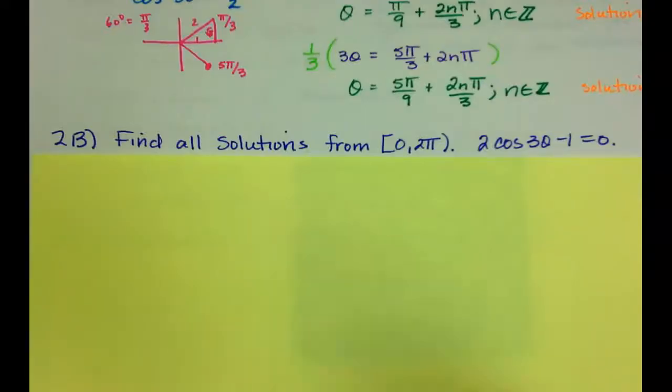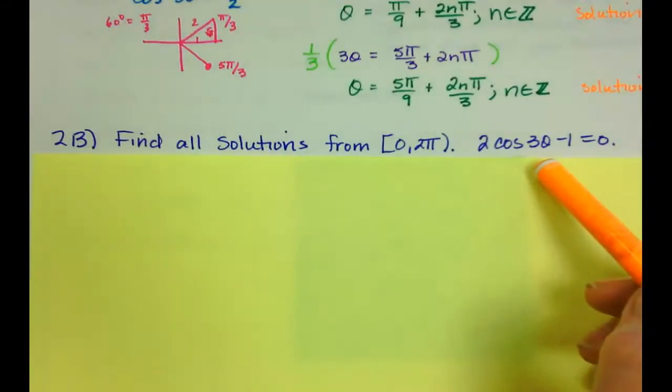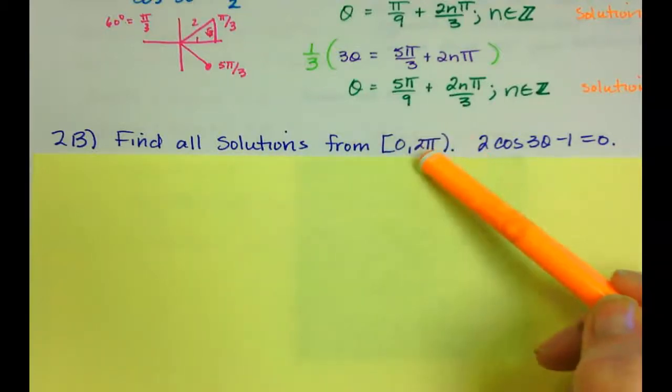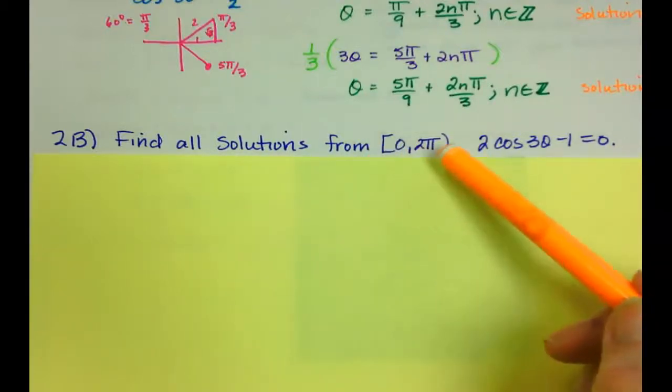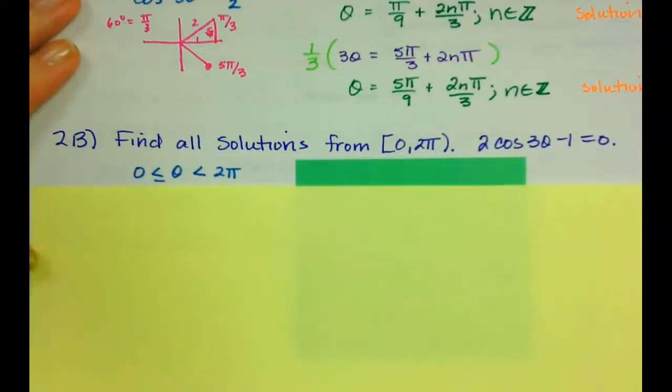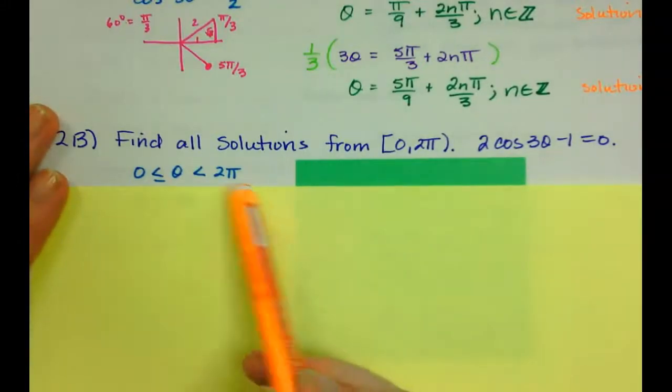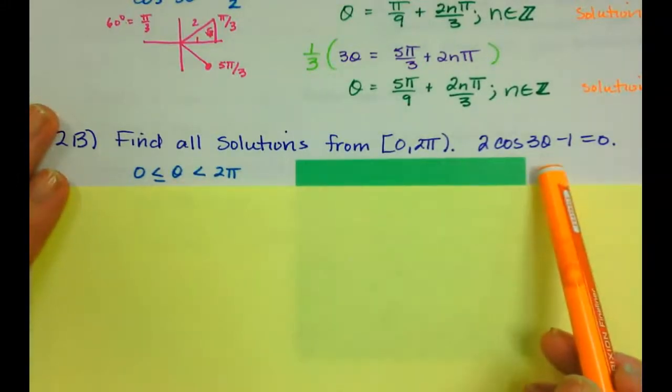Now we're going to do the same equation again: 2 cosine 3 theta minus 1 equals 0. And we're finding all solutions, but see how it restricts it here? It says from 0 to 2 pi. So that means initially when I'm working this problem, I'm going from 0, including 0, through theta to 2 pi. The problem is it's not just theta from 0 to 2 pi I'm solving for. Remember, it's 3 theta. So that means we're going to have to adjust where I find my angles.